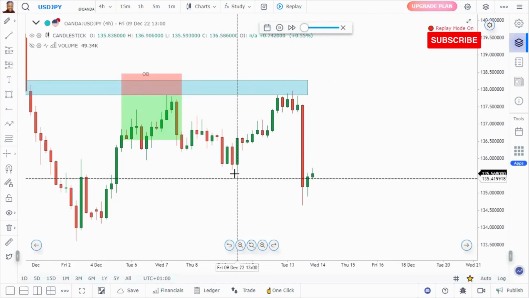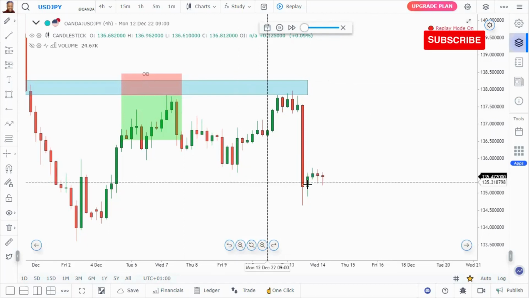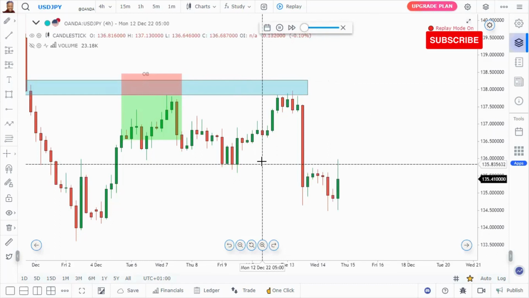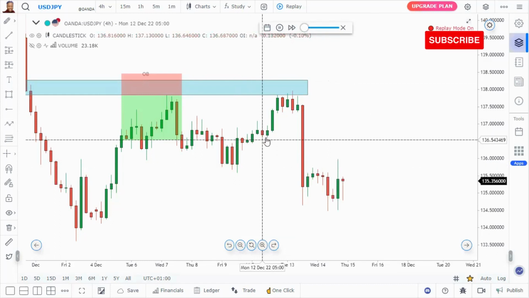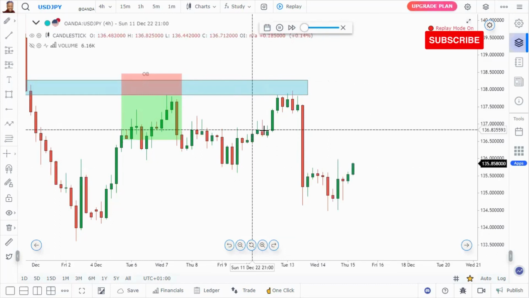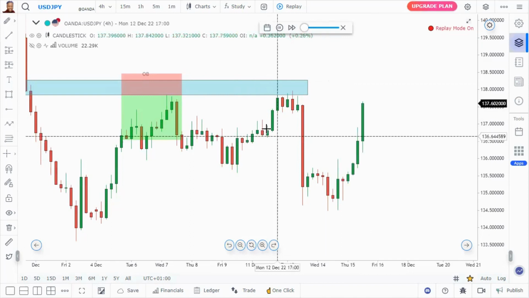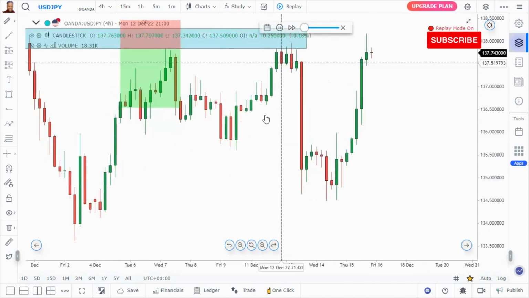We have a break of structure here. Let's see. I would like to see this thing break even further, because I don't really see any. I'm looking at this low here, but it does not really stand out to me as a low. Okay, you see, it didn't hold.